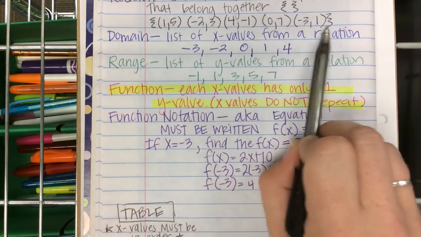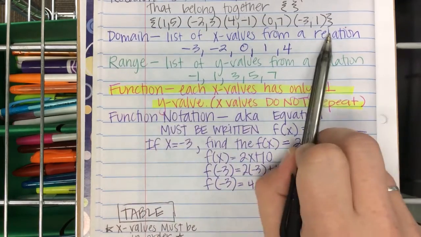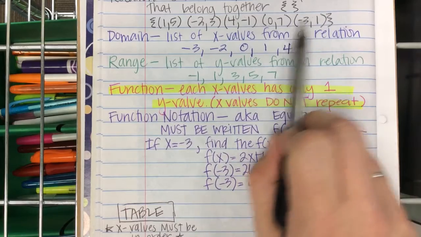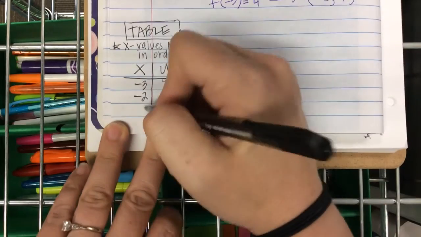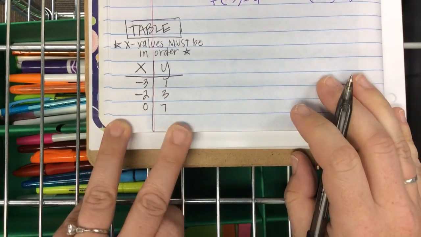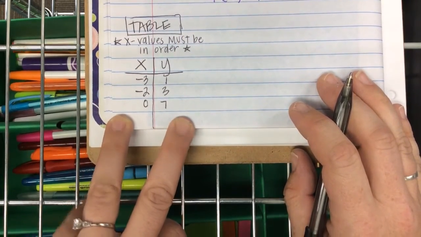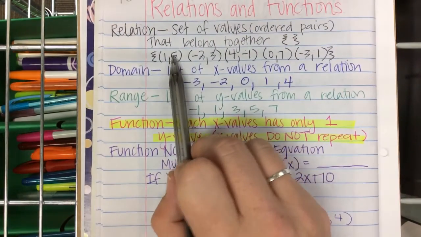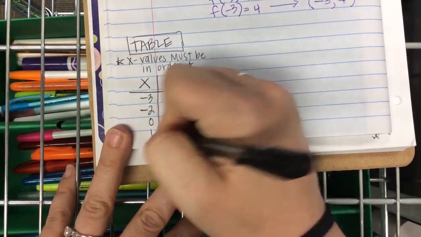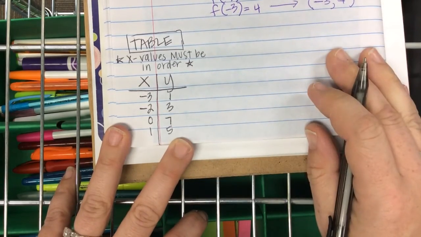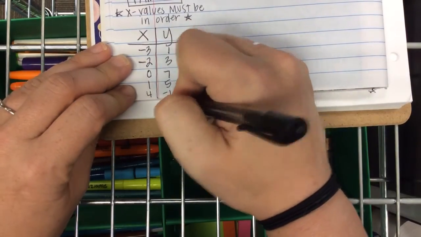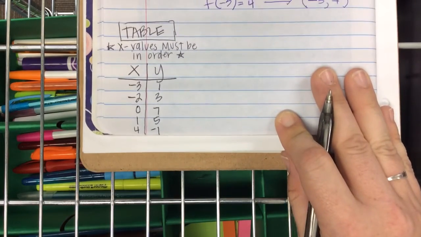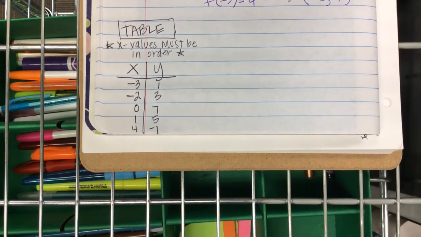What's my third ordered pair from this relation in my table? I've used -3, 1. I've used -2, 3. What comes next? 0. 0, 7. Then 1, 5. I'll have to squeeze it, you're right. And what's my last one? 4, negative 1. Is this new? No, you've created tables before. This is not a new concept.